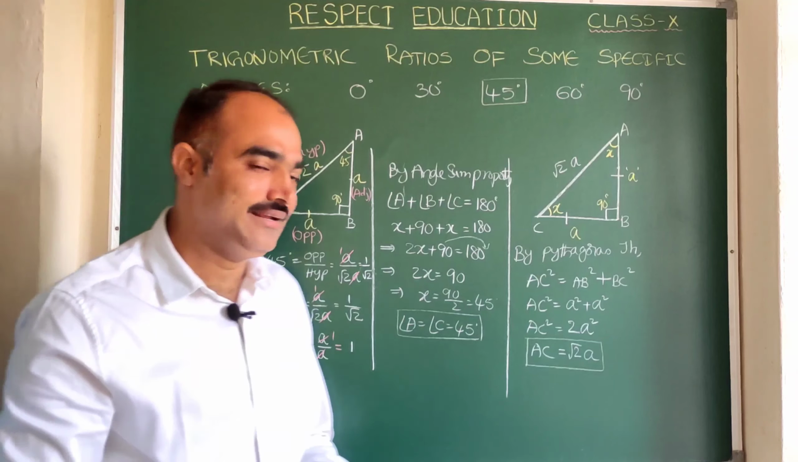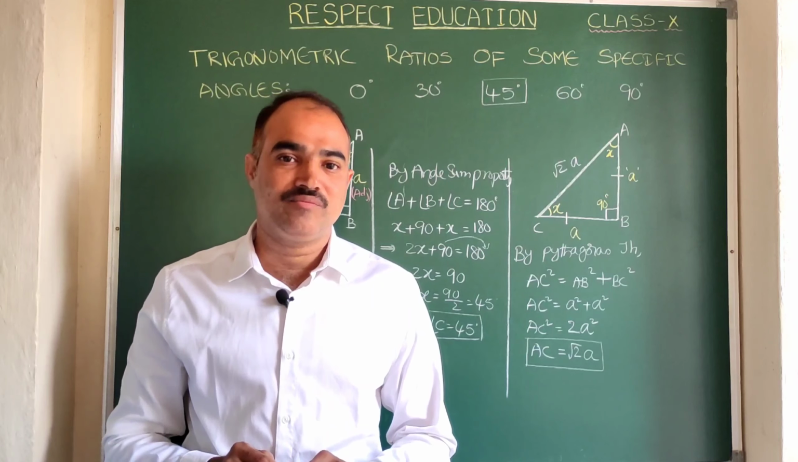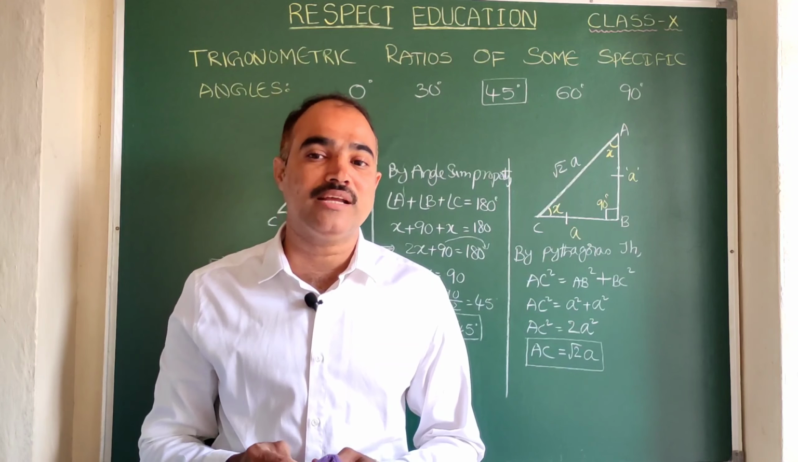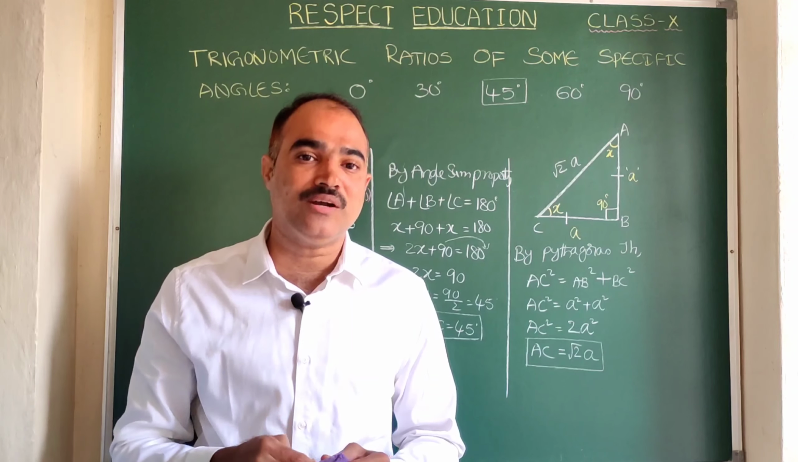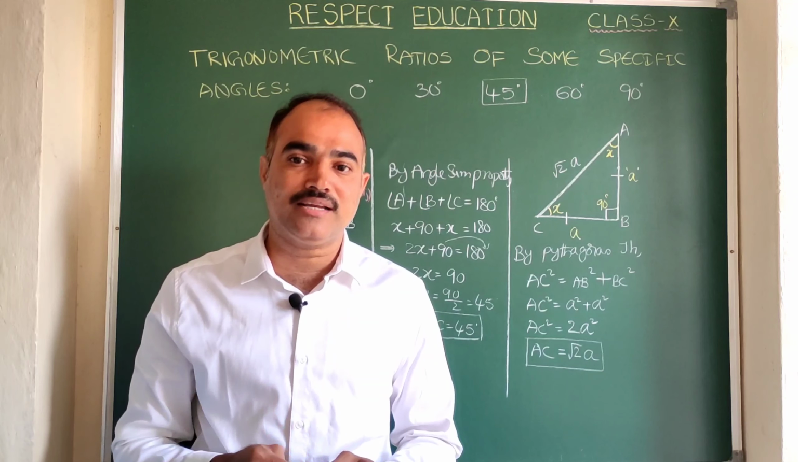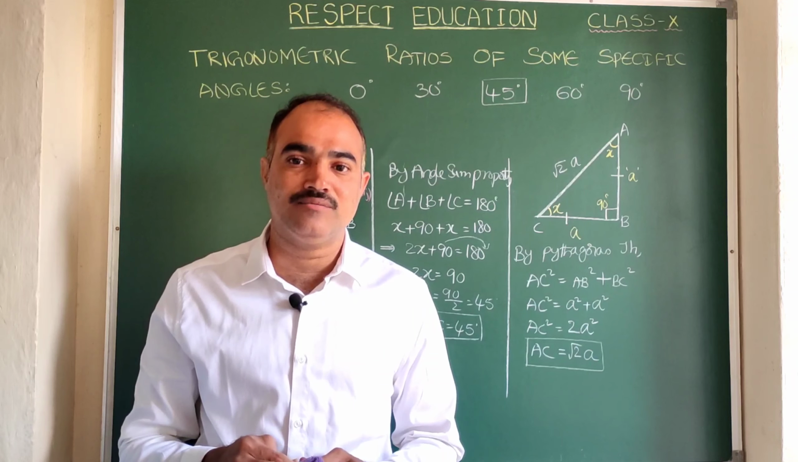Now can we say without seeing? Okay, let us try. Sin 45 degrees: 1 by root 2. Cos 45 degrees: 1 by root 2. Tan 45 degrees: 1. Cosecant 45 degrees: root 2. Secant 45 degrees: root 2. Cot 45 degrees: 1. Very good.